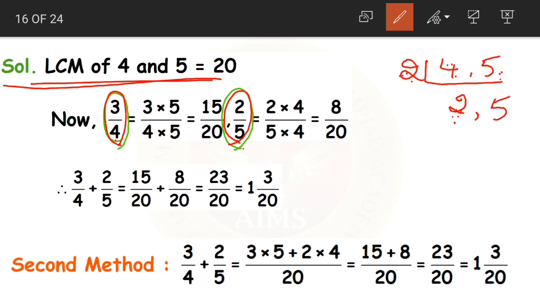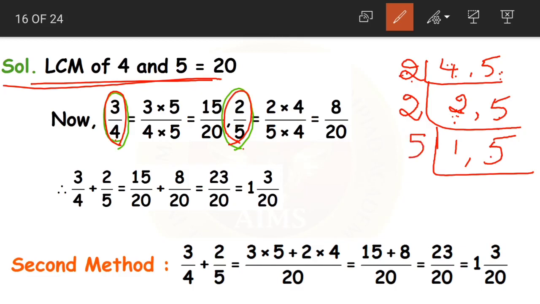5 is not divisible by 2, so I wrote 5 as it is. Again, we are having 2 here. This is divisible by the prime number 2. 2 ones are 2. Again 5 is not divisible by 2. So write 5 as it is. Now we have 5 here which is divisible by our prime number 5. So 1 is as it is and 5 ones are 5. Clear, students? This is how the procedure of calculating LCM works.